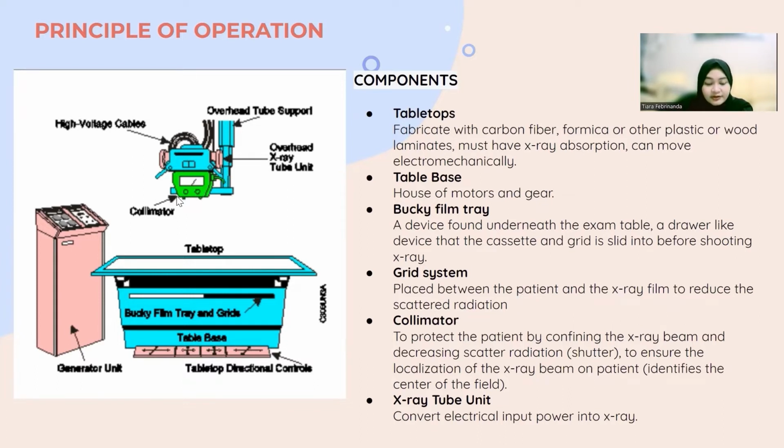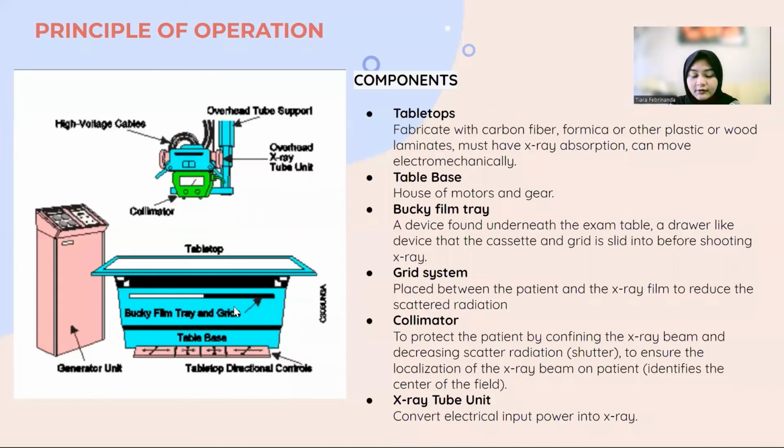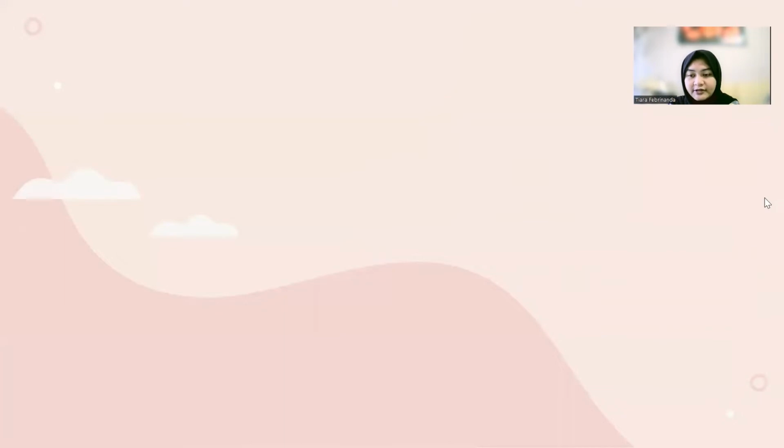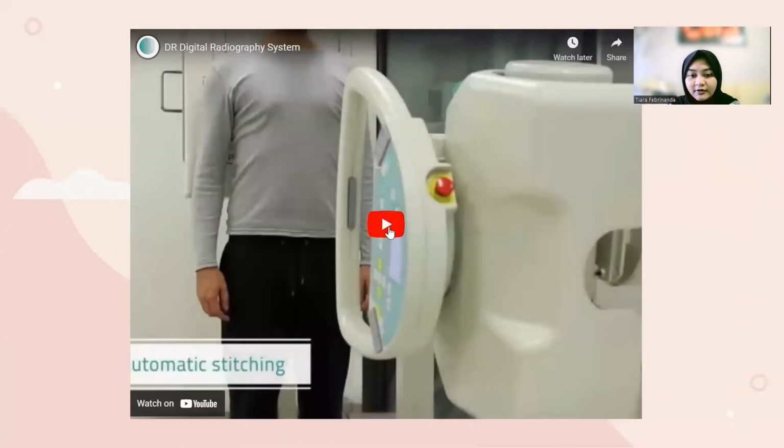For the collimator, it is here. The collimator protects a patient by confining the X-ray beam and decreasing scatter radiation. The shutter ensures the localization of the X-ray beam on the patient and identifies the center of the field, while the X-ray tube unit is to convert electrical input power into X-ray. And okay, I will show you the video demonstration of the working principle of digital radiography.